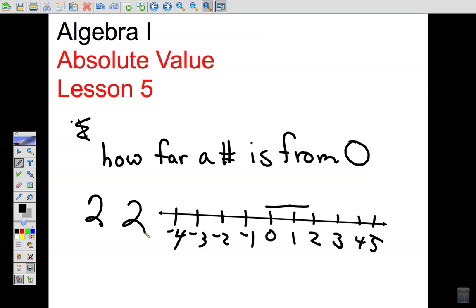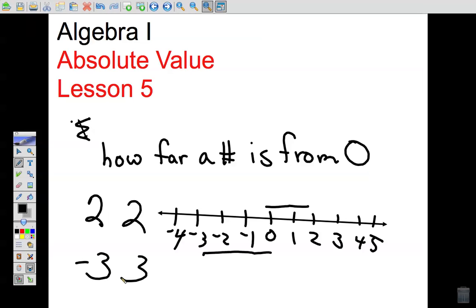Now, how about if I throw a negative in there? What's the absolute value of a negative 3? How far away from 0 is a negative 3? Well, it's 1 unit, 2, 3. So the absolute value of a negative 3 is 3.